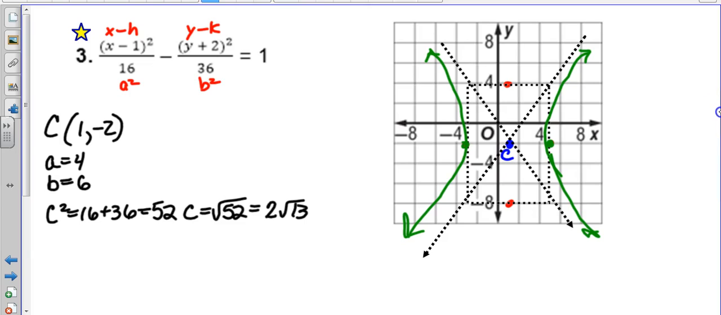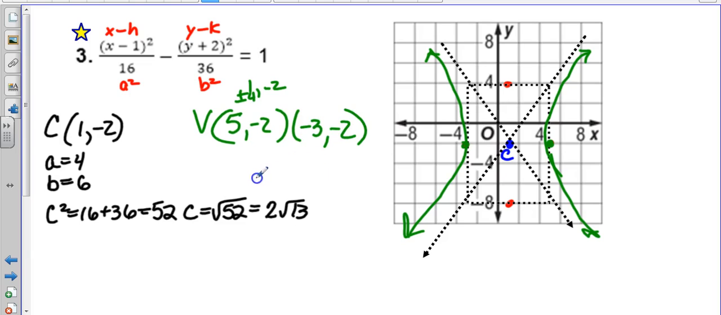All right. Anybody have the vertices written down? I take 1, -2, and add the x of 4. Since it went out, it would be on the x. So 5, -2, and -3, -2. That seems right. Good job.